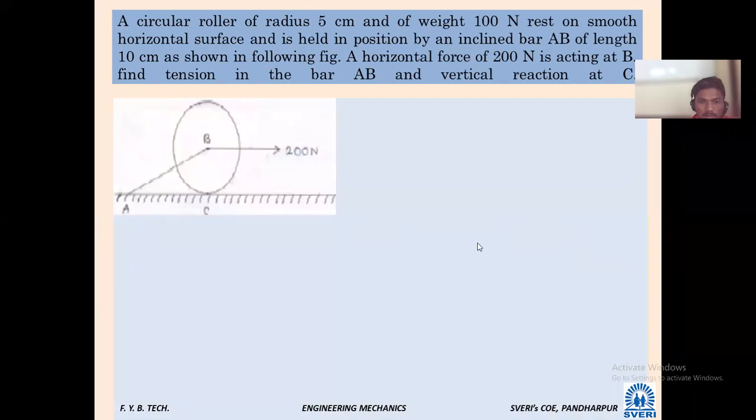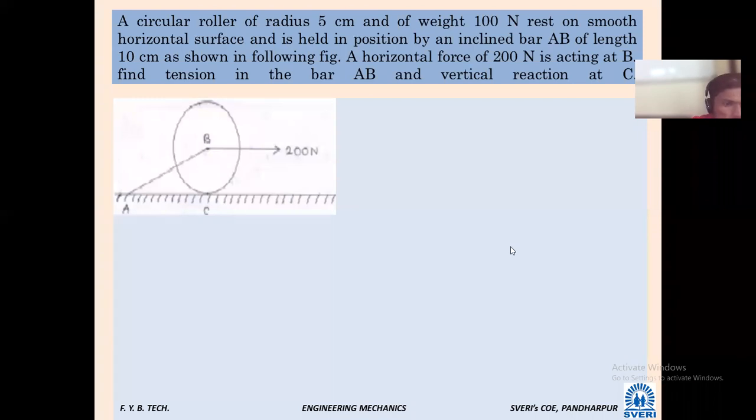I will give the opportunity to read this problem to Avinash, roll number 53. Will you read this problem loudly?